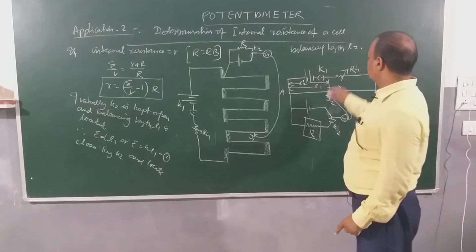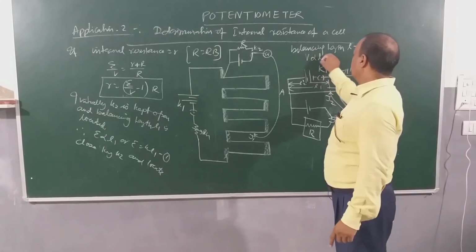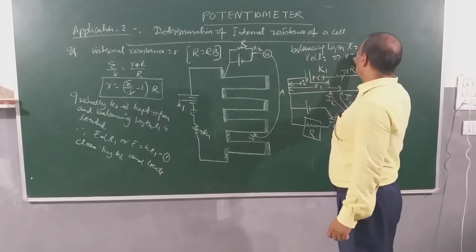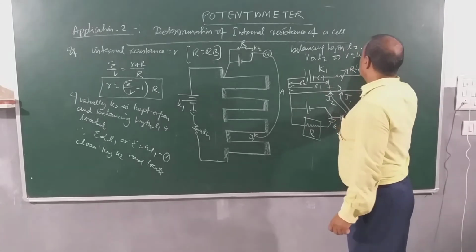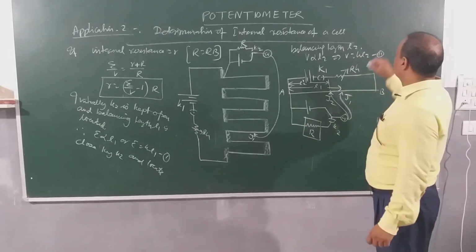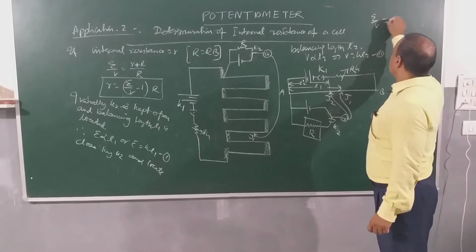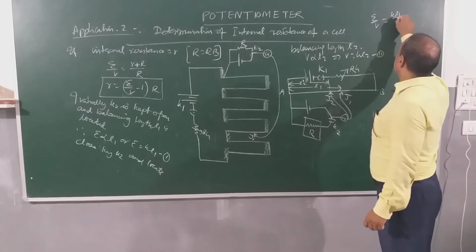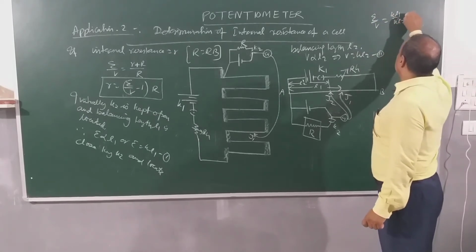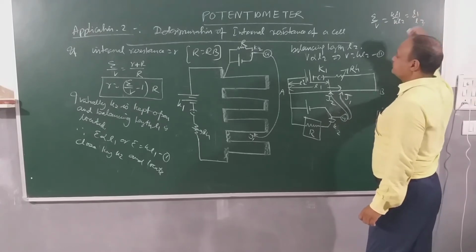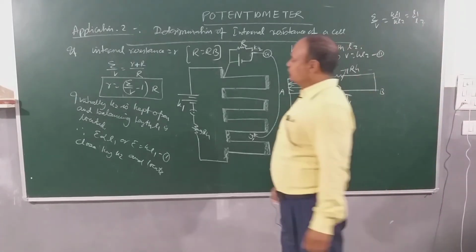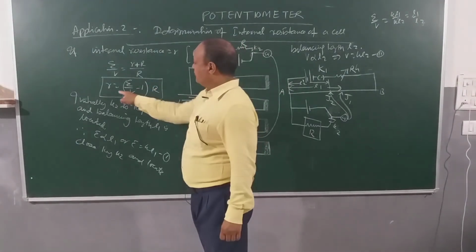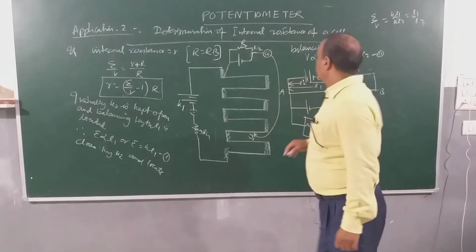So once I get balancing length L2, children, this length will correspond to what? V. So V is directly proportional to L2. This implies that V is equal to K into L2. So once I know E and V, then I can calculate E by V, which is equal to K L1 by K L2. That is L1 by L2.